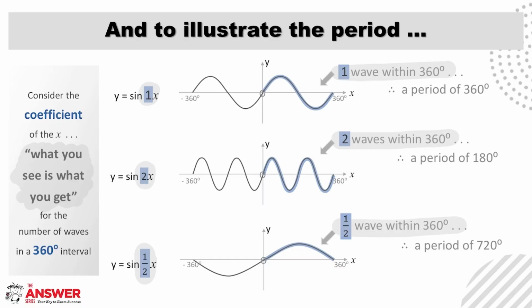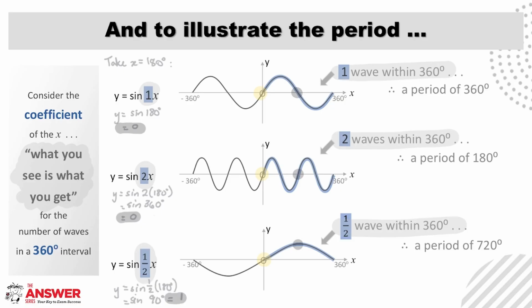Let's take the same approach here as before by taking a couple of x values and checking their corresponding y values. Again, if x is 0 for each, then y will be 0 in each case. What about when x is 180 degrees? Well, here, y will be sine of 180, which is 0. And for y equals sine 2x, y will be sine of 2 times 180, which is sine of 360, which is 0. And for y equals sine of a half x, y will be sine of a half times 180, which is sine of 90, which is 1.